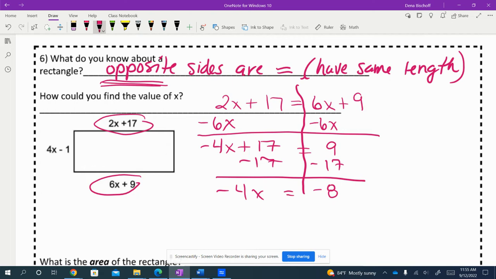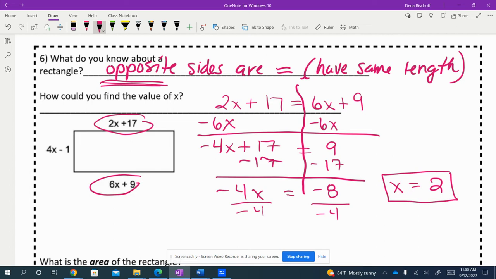Last step, Danae, what do you want to do to get x all by itself? Divide. Yeah, good job. Divide both sides by negative 4. So x equals, let's see, a negative divided by a negative is a positive. 8 divided by 4 is 2. x equals 2.